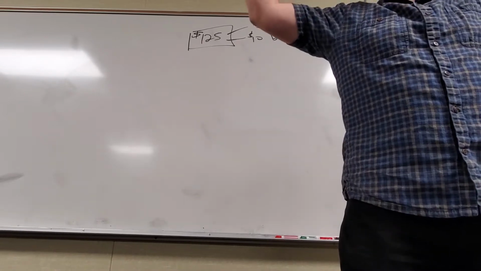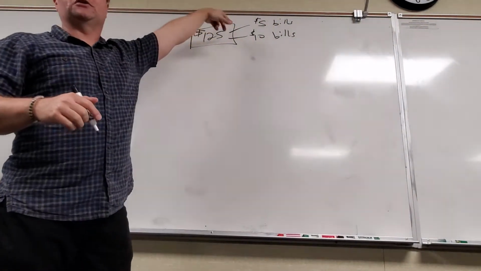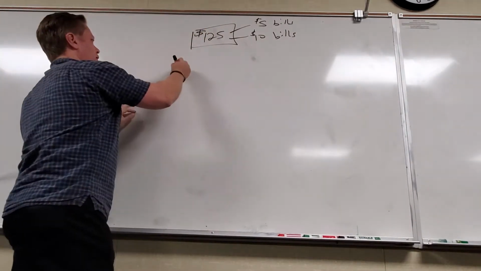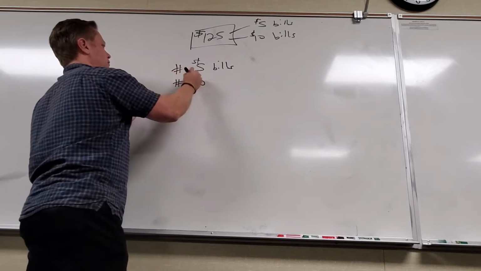How many players are there? Two things. What are they? $5 bill and $10 bill. The number of each of those, right? So the number of $5 bills and the number of $10 bills.